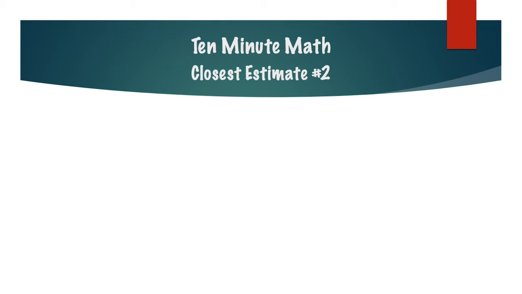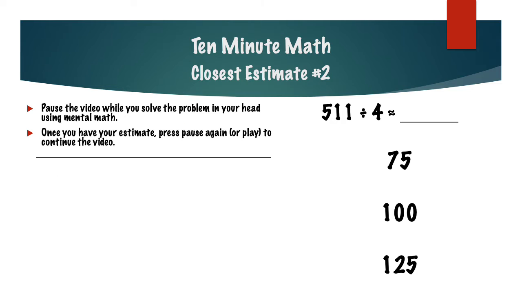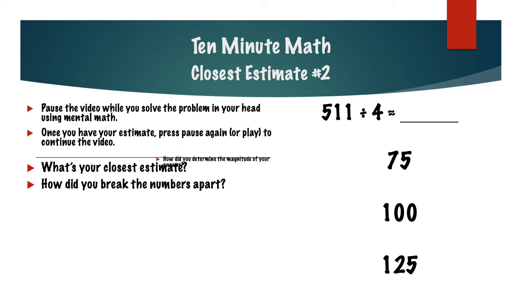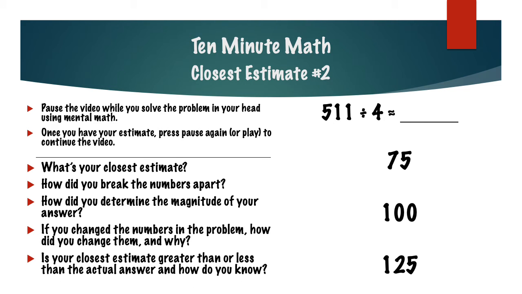10-minute math, closest estimate, problem number 2. Without solving the problem, find the closest estimate. Ready? Here's your division problem. And here's your 3 possible estimates. So what's your closest estimate? Remember to ask yourself these questions when determining the closest estimate. The closest estimate is 125. How did you do?